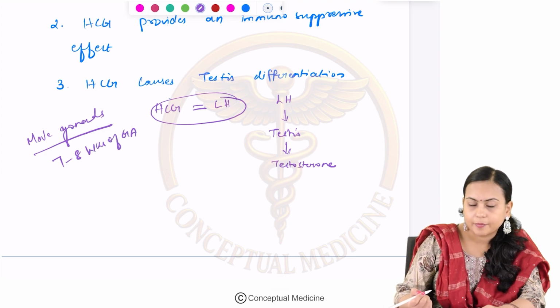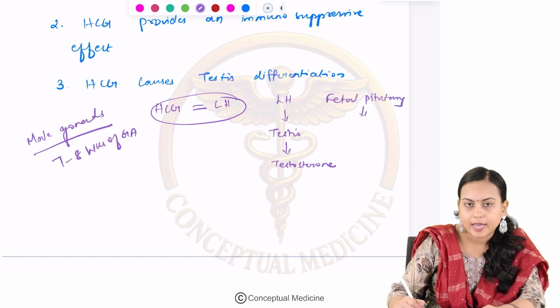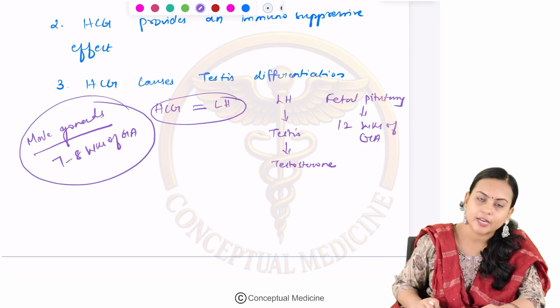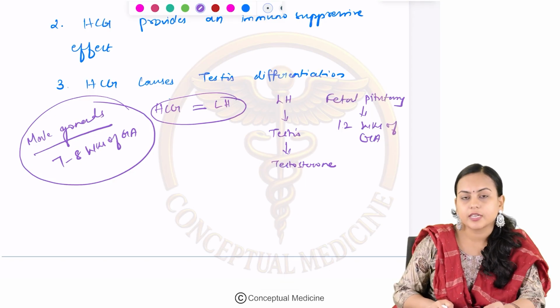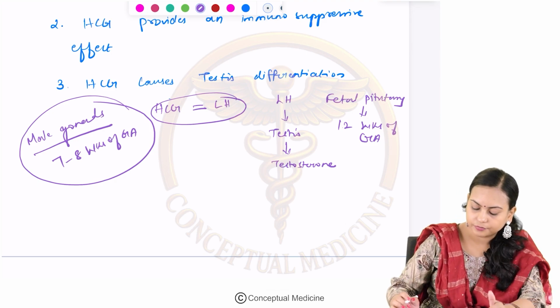During that time, the fetal pituitary is not active. So, when does the fetal pituitary get activated? It acts only from 12 weeks of gestation. But this testis differentiation is happening by 7 to 8 weeks itself. Now, who is bringing this differentiation? Yes, it is the HCG hormone because it closely resembles the luteinizing hormone. Understood?